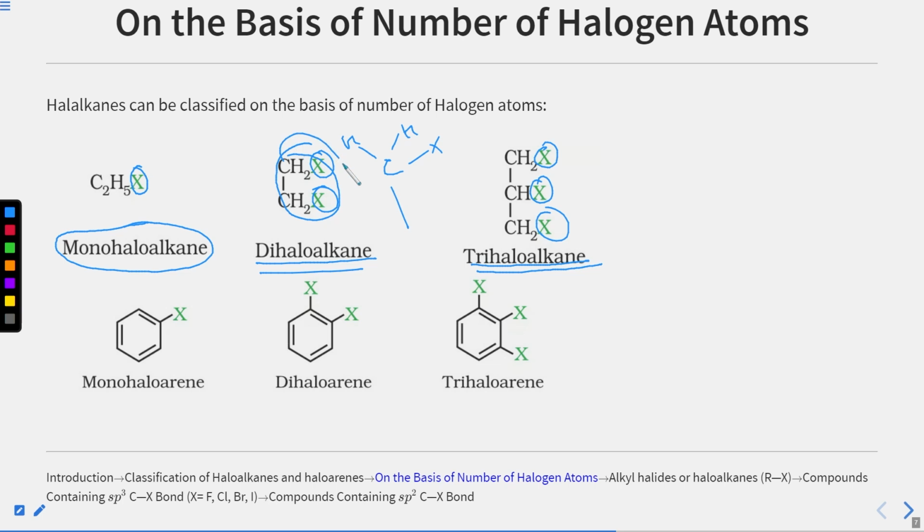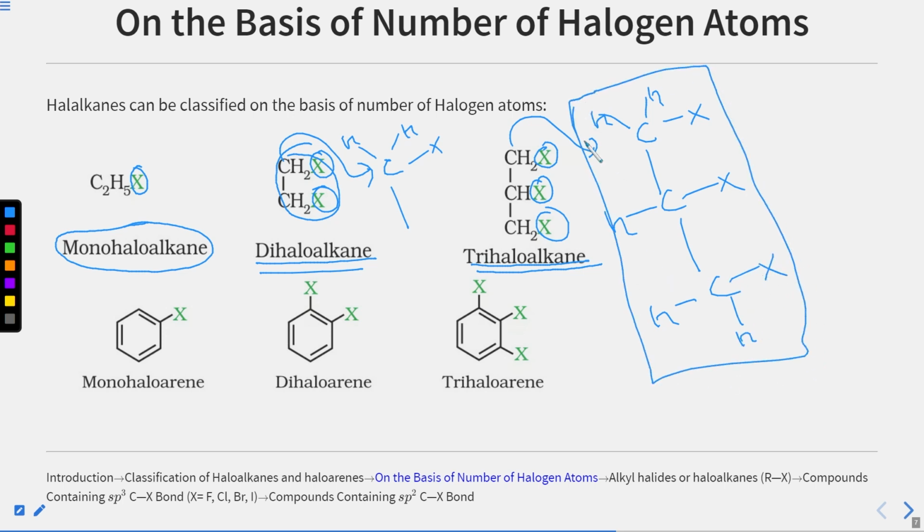Here this carbon is this one. Here also it will look like this. So the second carbon will be here. This one also. So you can see that haloalkane can be of 3 types, that is mono, di and tri. They can be further classified as tetra, pentahaloalkane or something like that. So this is the classification which is based on the number of halogen atoms.